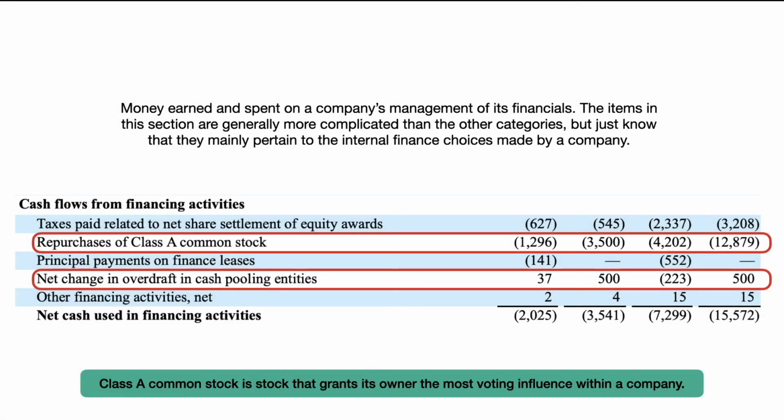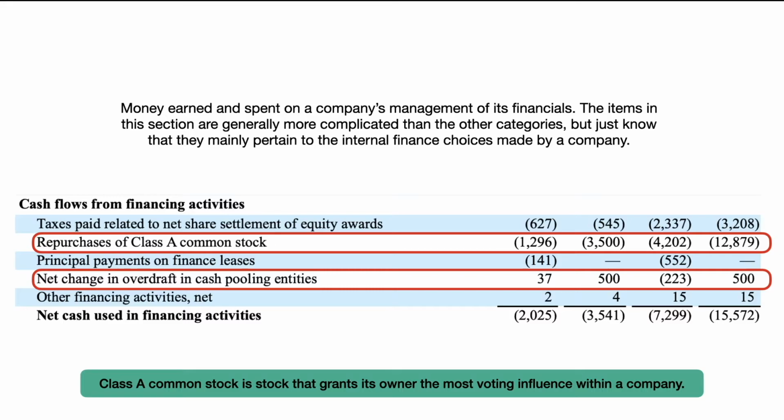The third and final main section is cash flows from financing activities. In a nutshell, this is the section that goes over the money earned and spent on a company's management of its financials. The items in this section are more complicated than those in other categories, but just know that they mainly pertain to the internal financial choices made by a company.